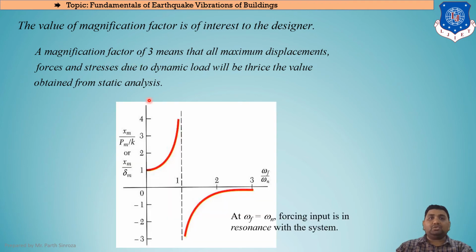Clear? So this is the graph of it. Xm, that is our maximum displacement, x max, and Pm by k, that is f0 by k, is our delta st. This belongs to our term Rd, so this is the graph pertaining to Rd. You can see that at omega dash, our forcing frequency, when omega dash equals omega n, the forcing input is in resonance with the system.